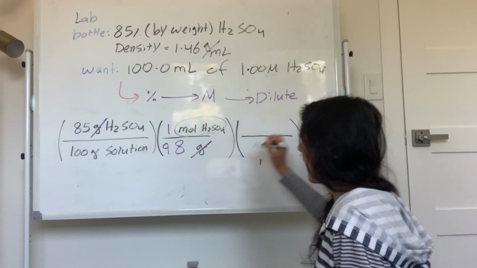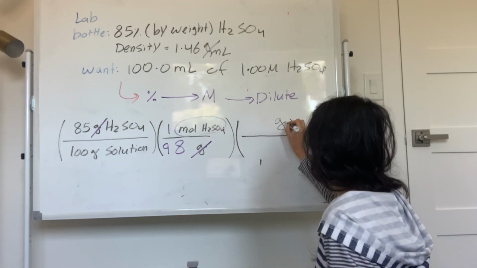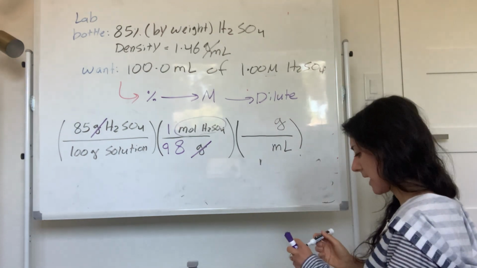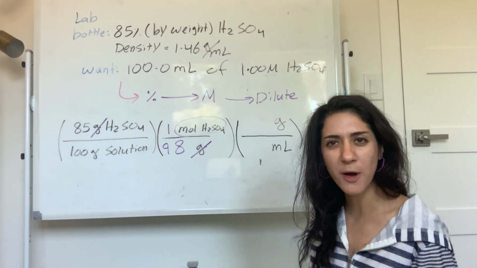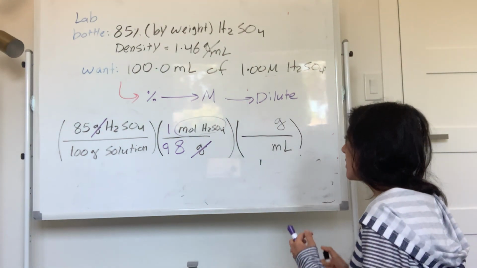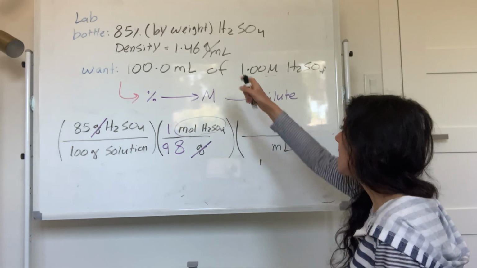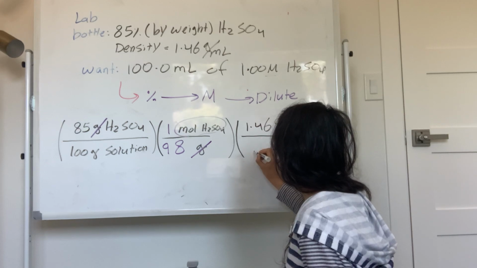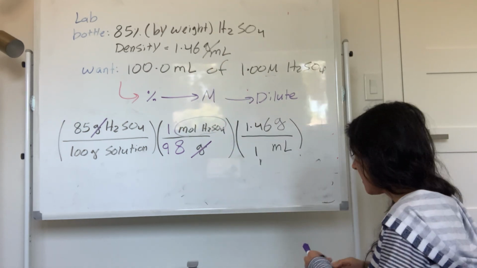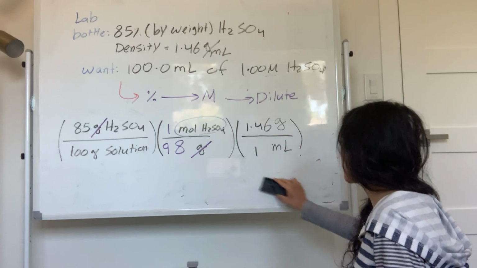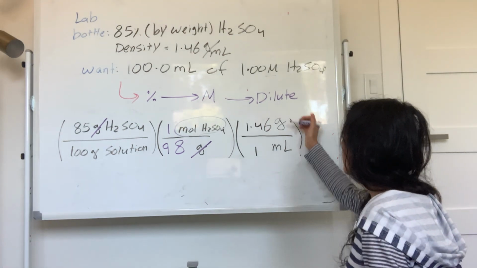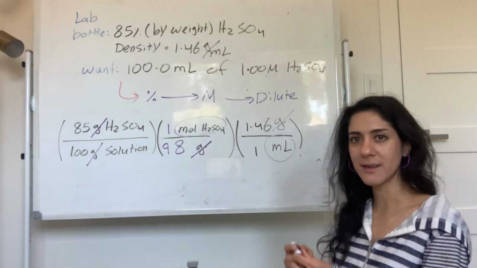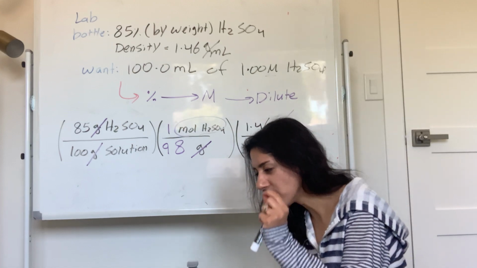Now, I don't want grams. It's going to go here. What I want is volume. I'm going to go with mL. Okay? How do I go from mass to volume? How do you go from gram to volume? You use density. And the density was given to you. So the density was 1.46 grams per 1 mL. Okay? So the density is always again per 1 mL. So now the grams can cancel out, and what I have is milliliters. That's good. It's almost good.